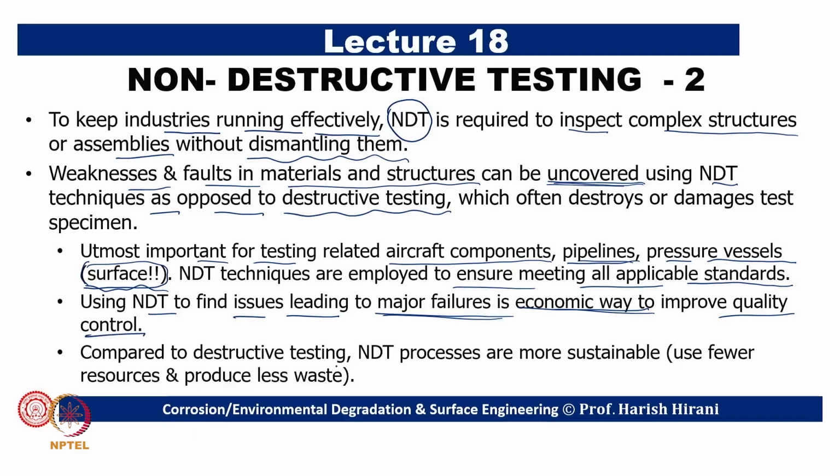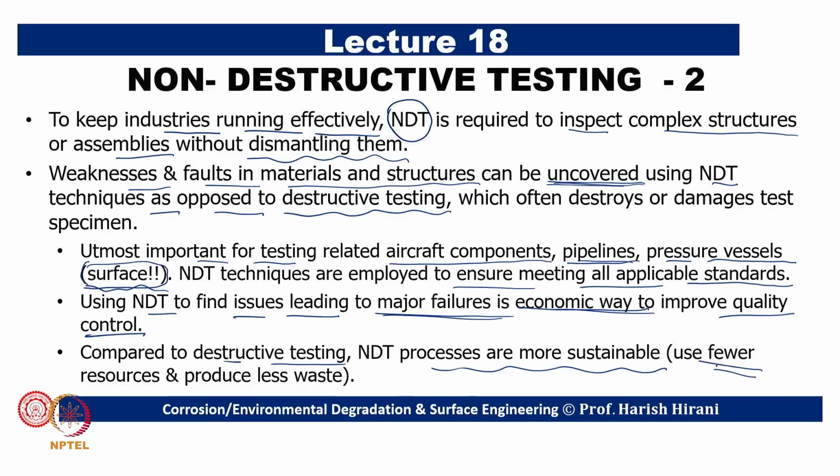And last in this line, we say that compared to destructive testing, NDT processes are more sustainable. In my earlier lecture, we mentioned very clearly that sustainable development is required, and to master sustainability, we require minimum rejection. We should be able to utilize our existing resources in a much better manner and produce minimum waste. That is where NDT really helps us: it uses fewer resources and produces less waste. These are the merits of NDT, that is why we are continuing.